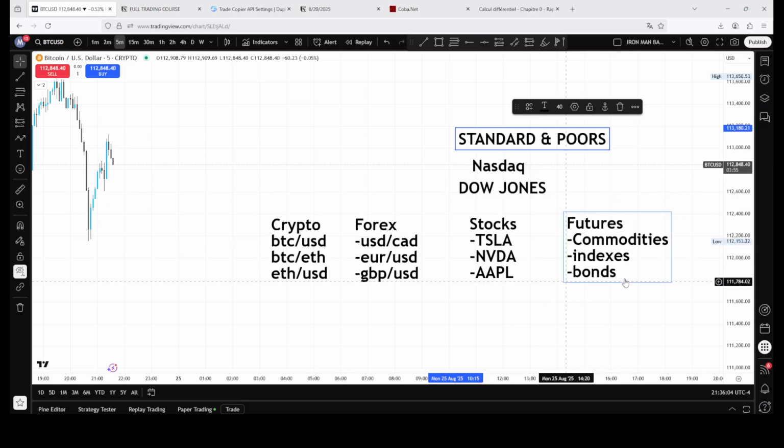And then you have bonds, which is basically loans or interest-based loans that people give to governments, right?